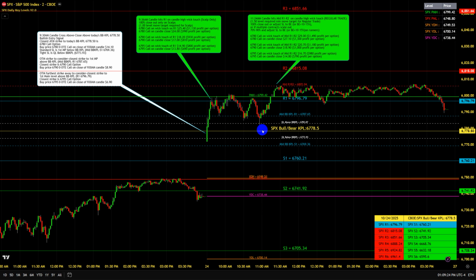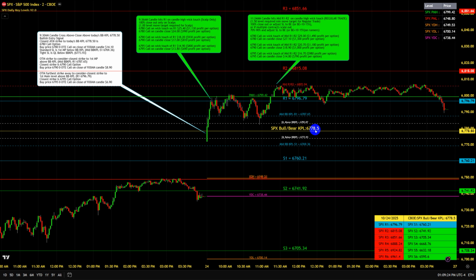The standard play is going to be using the at the money strike that is closest to the level that you're taking the trade off of. In this case, the level we're taking the trade off of is the bull bear KPL, which for today's session is 67.7850.